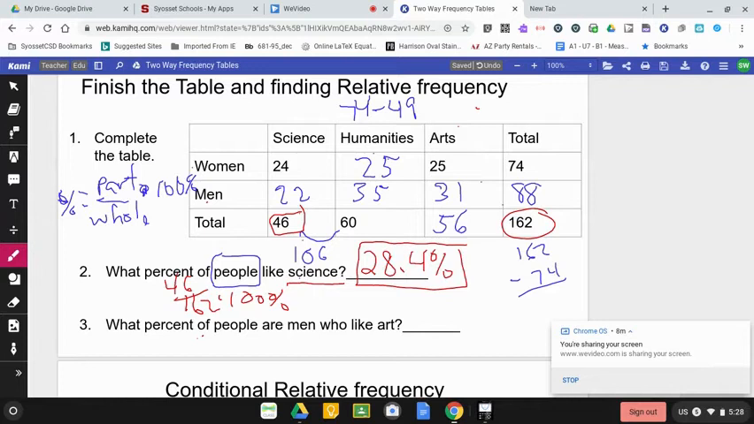What percent of men who like art? What percent of people are men who like art? So again, of people, we're dividing by the total number of people, 162. How many of those are men who like art? Well, men who like art, that's pretty specific. That's in here in what's called the joint frequency. So that's 31 over 162 times 100. And we end up with 19.1%.